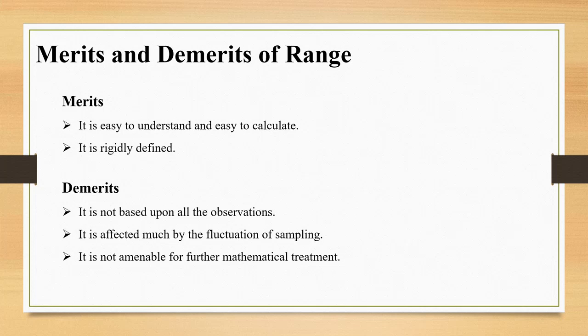Here are some merits and demerits of range. Merits. It is easy to understand and easy to calculate. It is rigidly defined. Demerits. It is not based upon all the observations. It is affected much by the fluctuation of sampling. It is not amenable for further mathematical treatment.